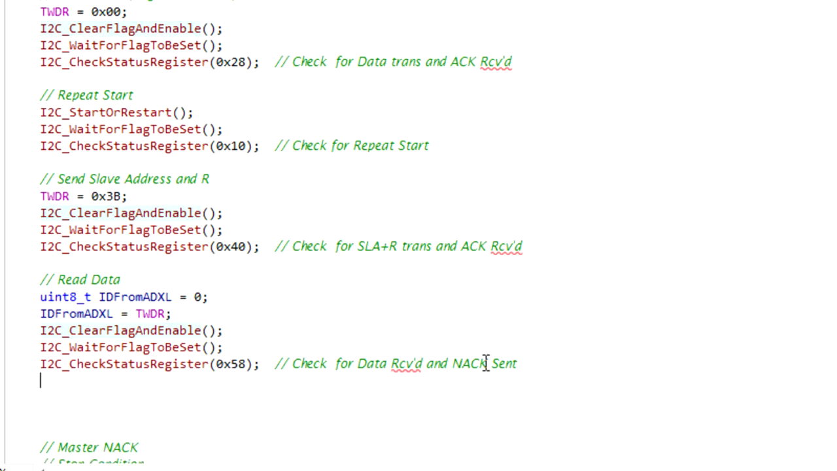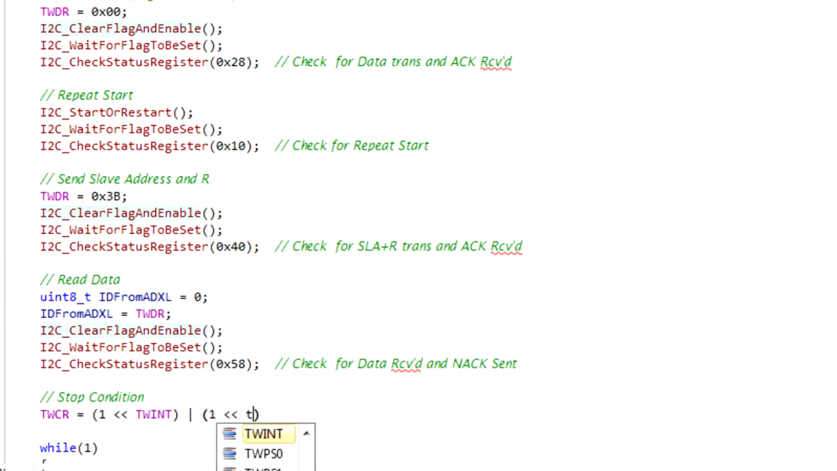And now all we need to do is create a stop condition, which is the control register. And that is going to be equal to clearing the flag, the enable, and the stop. Okay, so we're finished with the programming.